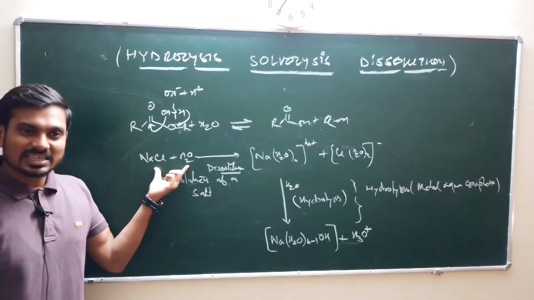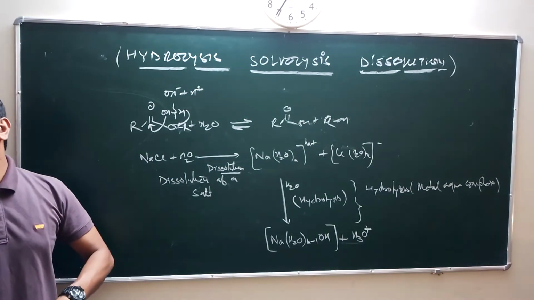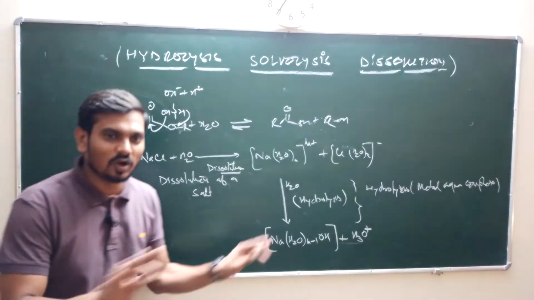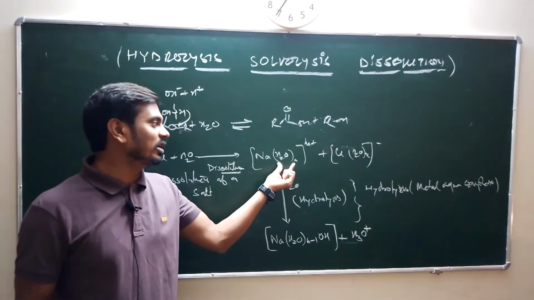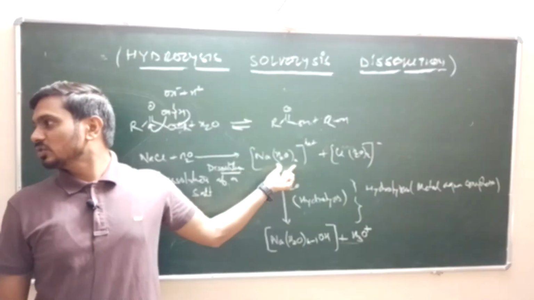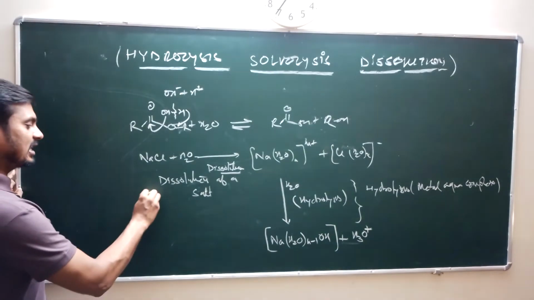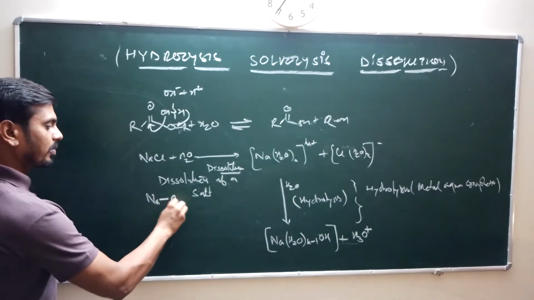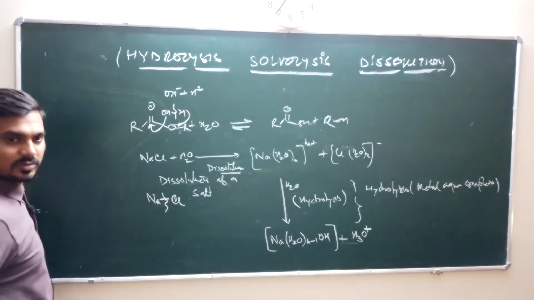But here, is there any case like this? The water molecule has not been broken at all. It is exactly going to associate with this. So there is no hydrolysis. Of course, the bond between Na and Cl has been broken down. This bond has been broken down. This has been broken down.